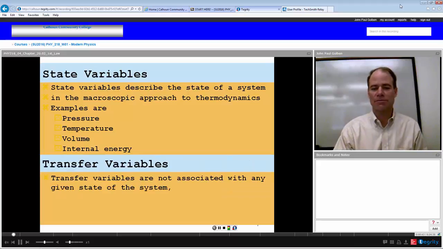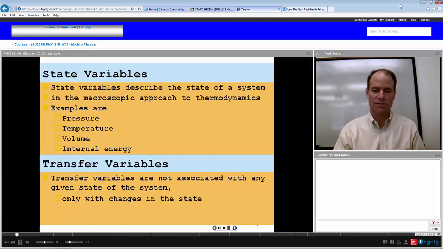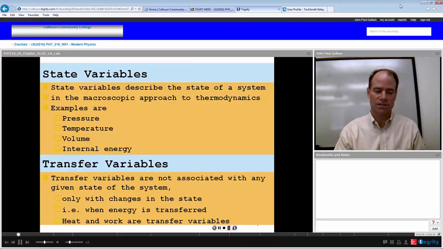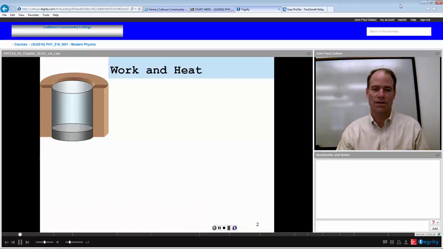On the other hand, we can have variables that are involved with the transfer of states of a system. Hence, they're not associated with any given state of the system, but its transfer. And this would involve an energy transfer in order to change the internal energy of the system. Involved with these transfer variables are heat and work.